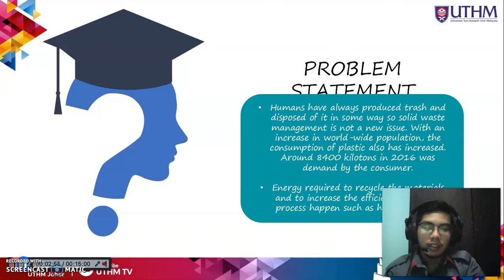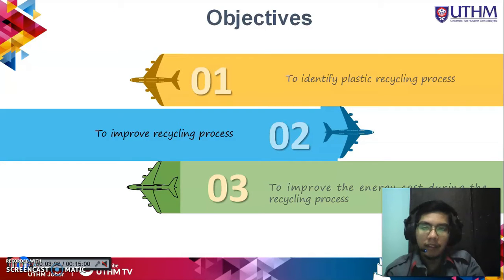And next, energy is required to recycle the material, and to increase the efficiency, the recycling process happens, such as heat dissipated. The objectives for my final year project are to identify the plastic recycling process, to improve the recycling process, and lastly to improve the energy cost during the recycling process.